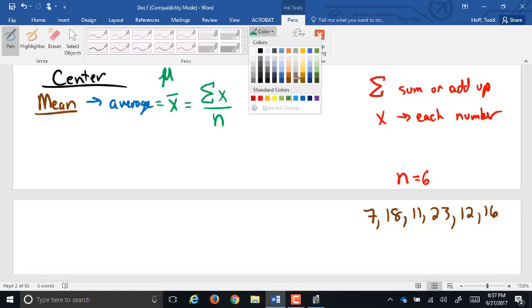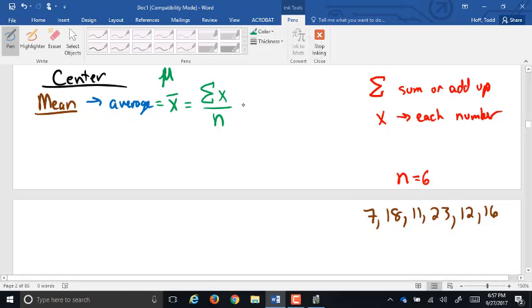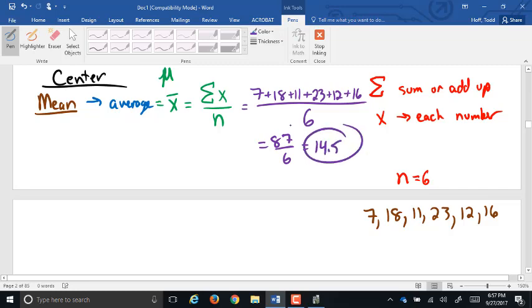So let's calculate the mean of this sample. 7 plus 18 is 25, plus 11 is 36, plus 23 is 59, plus 12 is 71, plus 16 is 87. 87 over 6 is 14.5, is that correct? Perfect. That's our mean.